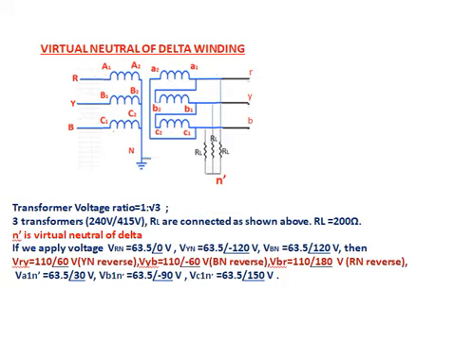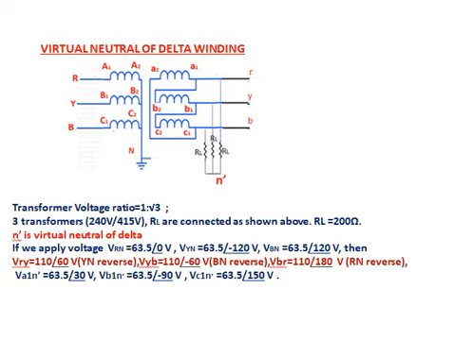Virtual neutral of delta winding. You see here, a star-delta transformer is connected. That is, the primary side is star, the secondary side is delta. This delta is connected to 3 load resistors, and their common point is made a star point. Transformer voltage ratio is 1 is to root 3. The 3 transformers are 240/415, that is, ratio 1 is to root 3. All the load resistances RL are connected as shown above. That is, the star point of the RL is connected as N'. RL equal to 200 ohms. N' is the virtual neutral of delta.